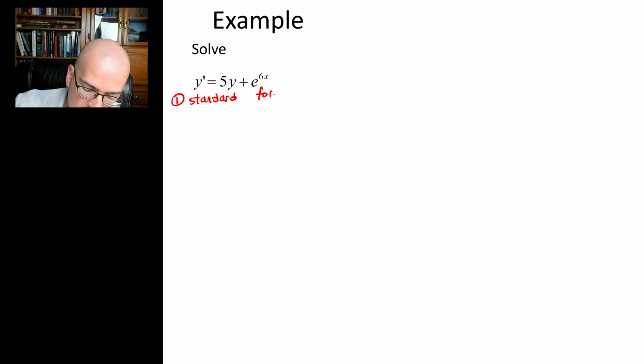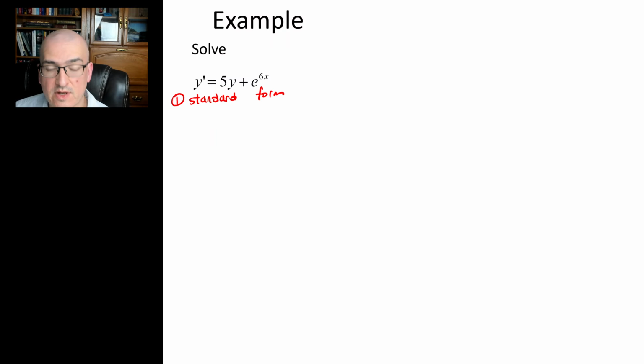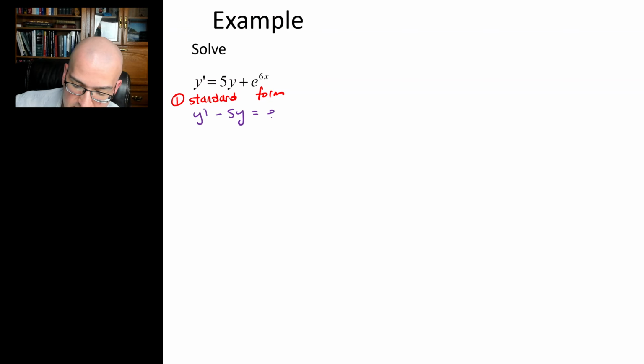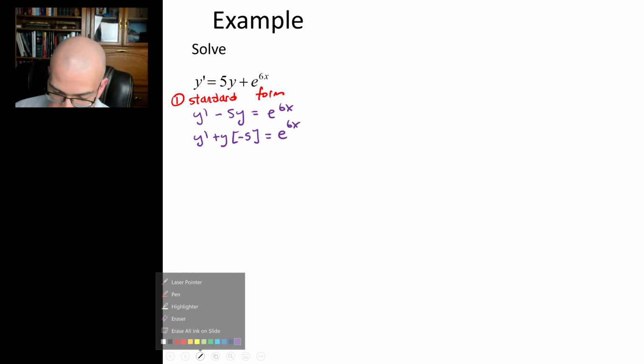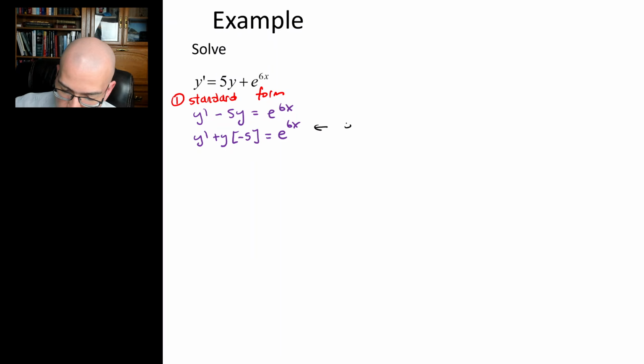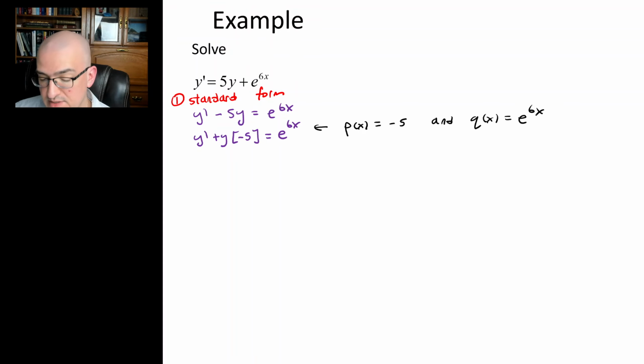And you might trick yourself into thinking that p of x is equal to 5, but it's not. y prime minus 5y is equal to e to the 6x. So y prime plus y times negative 5 is equal to e to the 6x. Now it's in standard form with p of x equal to negative 5 and q of x equal to e to the 6x. It's so important that you get the pluses and the minuses right. It changes everything. It's not off by a little bit, it's just completely different.